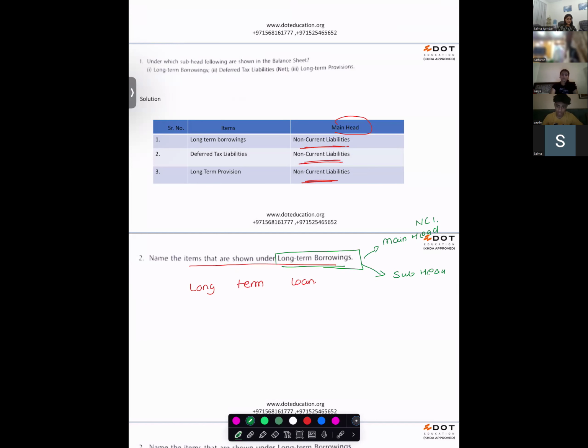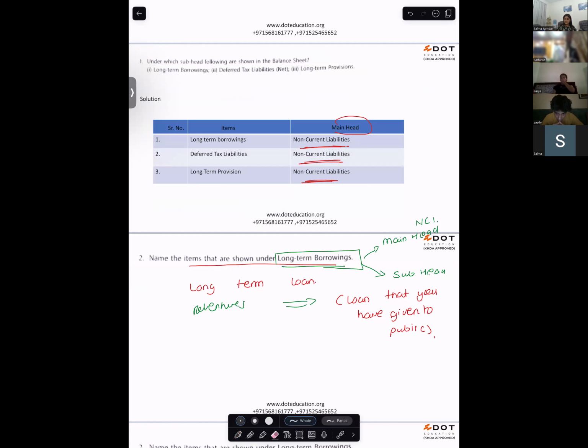Debentures. What is debentures? Debentures are for long term. Debenture is the loan that you have taken from the public. Loan taken from public is debentures. And loan taken from bank is what? Loan taken from bank is also long-term borrowings.